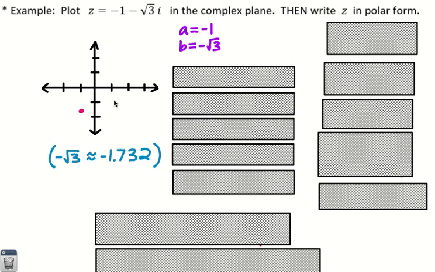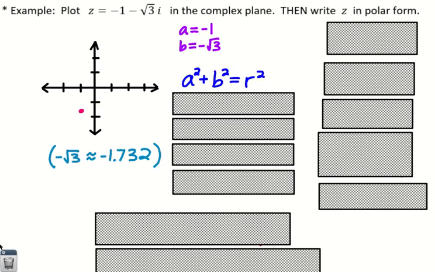So, but then we have to write Z in polar form. So that's rectangular form. We want polar form with the R and the theta. Here's how we're going to do this. If we know A and B, just like last section, just like having X and Y, we can find R. If we know A and B, we can find R by doing what's basically the Pythagorean theorem.